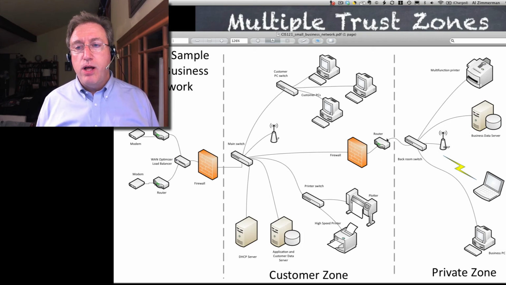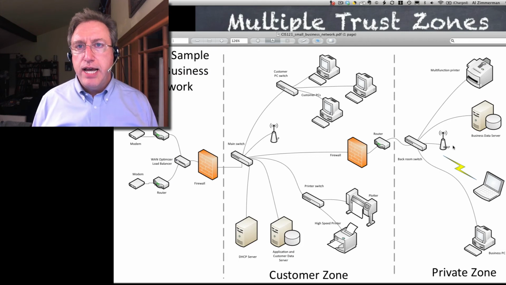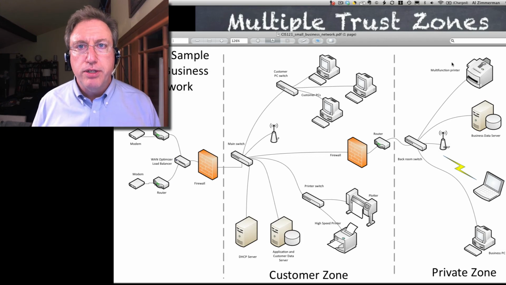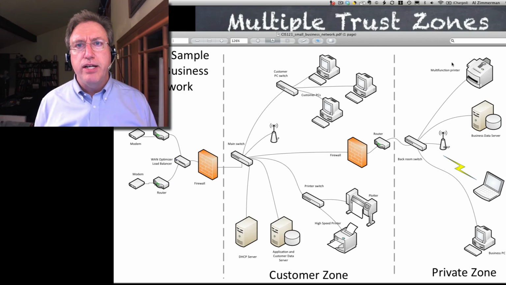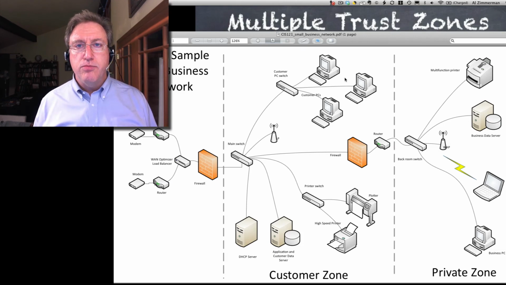Then we've got another firewall and another router that creates a private zone for their office in the back room. This has got its own switch, its own wireless access point. It's got business data services. It's got places for business PCs, maybe a multifunction printer, a scanner, a fax, what you might find in a small business office. And then you've got the protected data for the company. Now these people can use the same DHCP server as the other part of the network, but you can guarantee that none of the customers who are coming in to use this part of the business can get to any of the protected information in the private zone.